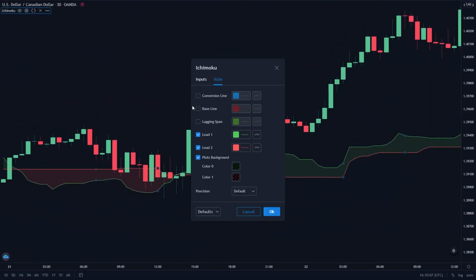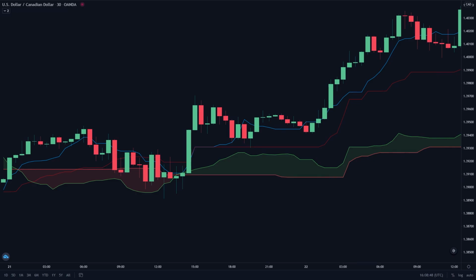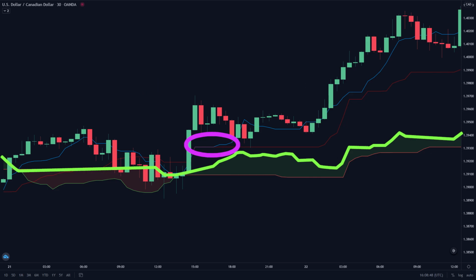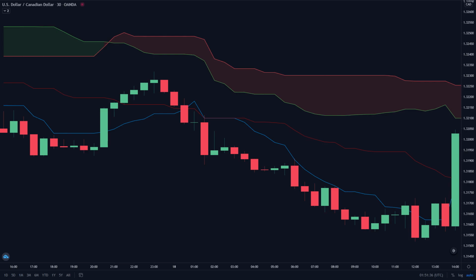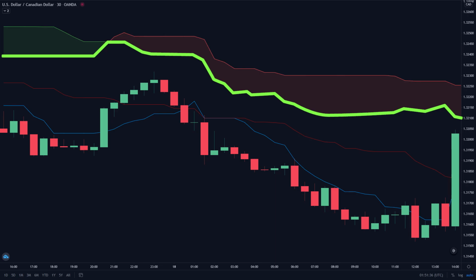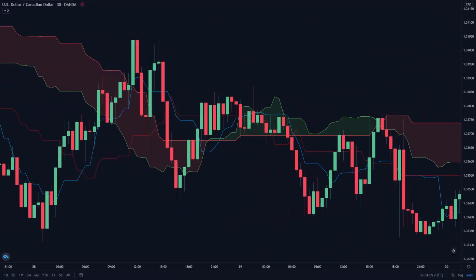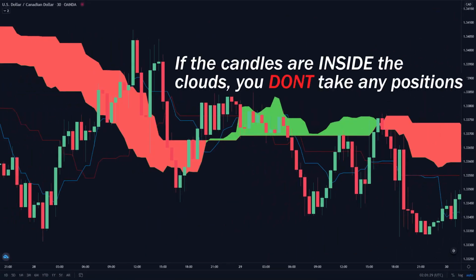So now we combine all of them together. If the price is above the cloud, and the conversion line crosses above the baseline, you take a long position. It's the same thing with a short position. When a candle is below the cloud and the conversion line crosses below the baseline, you take a short position. And remember, do not take any trades if the price is inside the cloud.